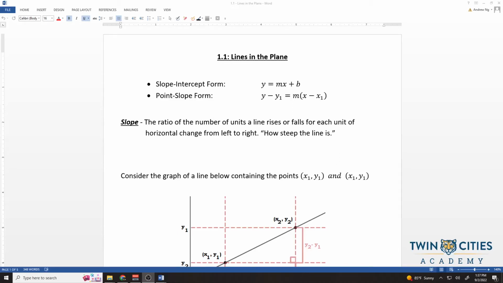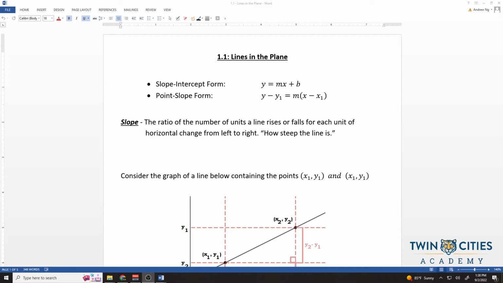Let's talk about lines in the plane. For today, we'll need to know what slope-intercept form is, as well as point-slope form. So I've put them both up here for you. Slope-intercept form is y equals mx plus b. Remember that m represents our slope, and then x and y are just our values for x and y here. And then b, for slope-intercept form, is used to identify where the y-intercept is.